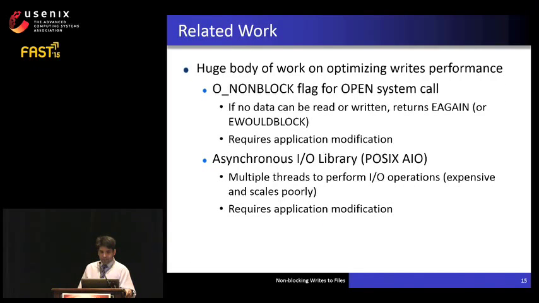So there has been a lot of work in optimizing write performance, but here I want to mention two of them that seem to be very close to what we're doing. There is the unblock flag for the open system call available in Linux. This flag allows a process to execute writes and reads without blocking. But in the case of the page being missing in the cache, the operation will fail, saying to try again once the page is present. It will also require application modification to use this flag.